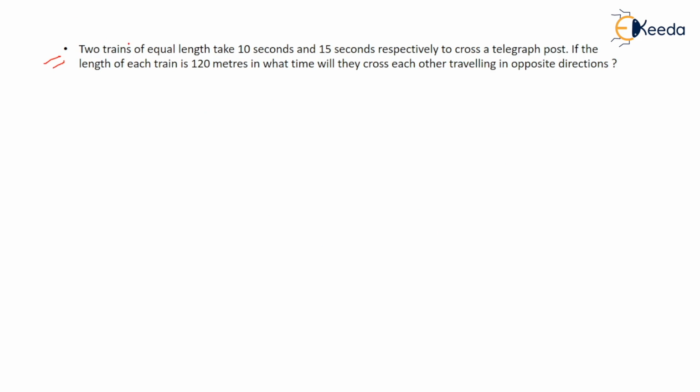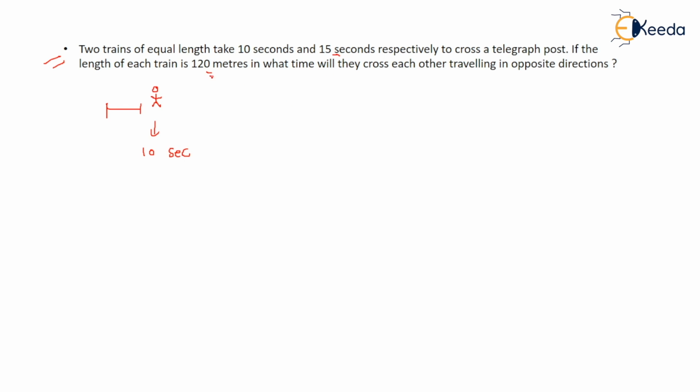Let's see. Two trains of equal length take 10 and 15 seconds respectively to cross a telephone post. If the length of one train is 120 meter, in what time will they cross each other traveling in opposite direction? Now here is one train, here is its length, here is a pole or a man, anything you can consider. So in 10 seconds the first train crosses that man, right? And for the second, 15 seconds it crosses a man.